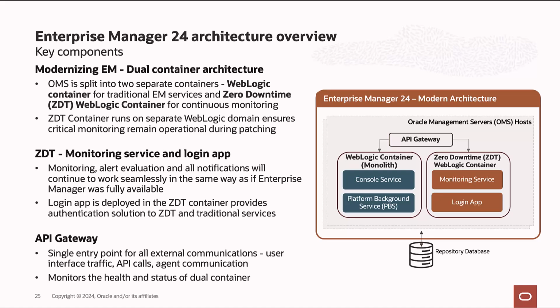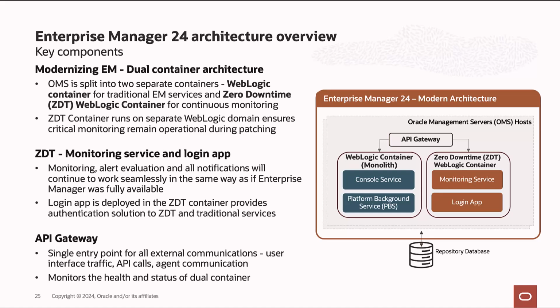The first container is the WebLogic container. This is where traditional Enterprise Manager services like the console and platform background services continue to run, maintaining the functionality that has been familiar in previous versions. The second container is the zero downtime WebLogic container. This container is specifically designed to support continuous monitoring, ensuring that key services remain available during patching operations. The container separation ensures that critical services like monitoring will continue uninterrupted even during planned maintenance.